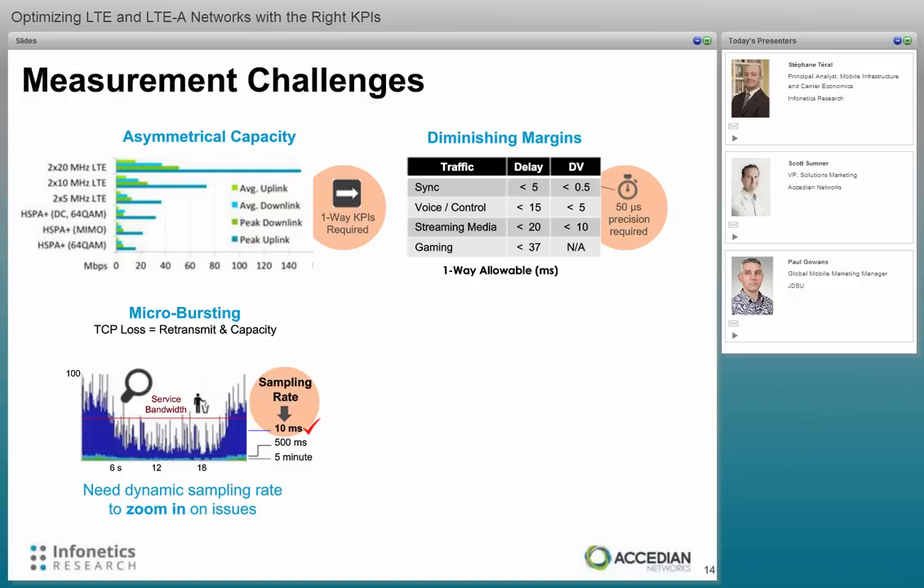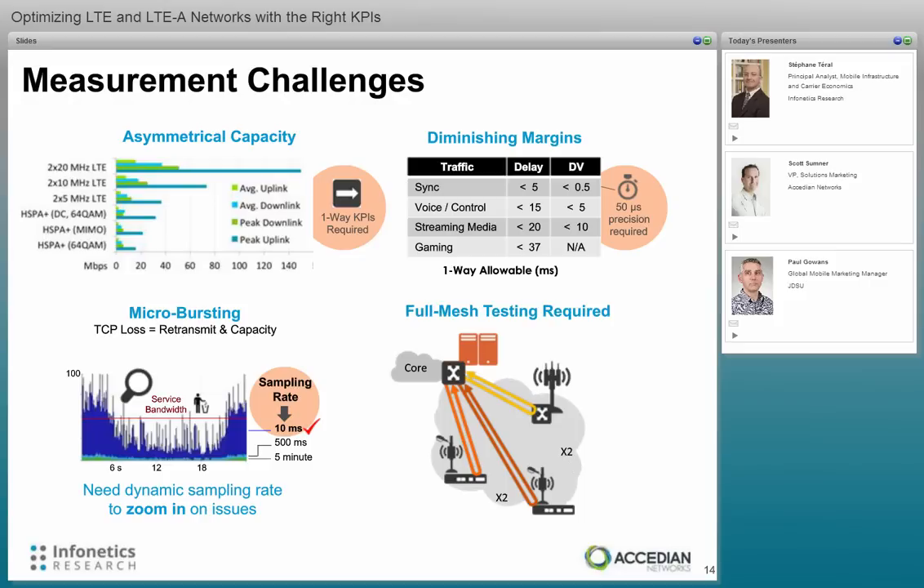And I guess finally, one of the main points of visibility we need in the LTE evolution is that this new X2 interface prevents us from doing a lot of centralized core testing. We really need to be able to see between sites as well, so some legacy solutions won't allow this. We need to see a full mesh of performance across the network to be able to see things properly.